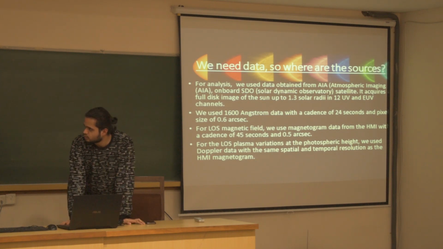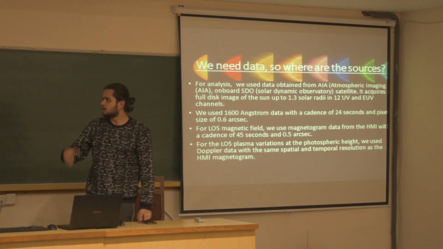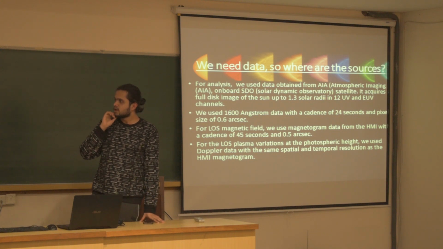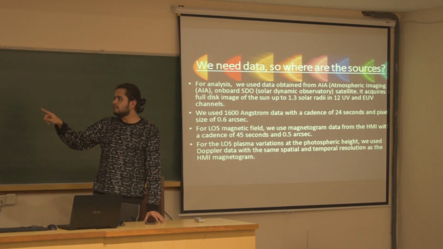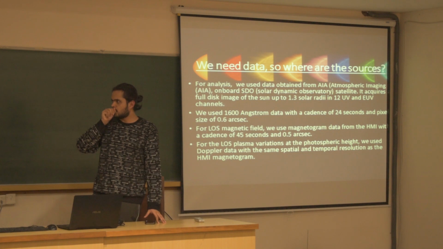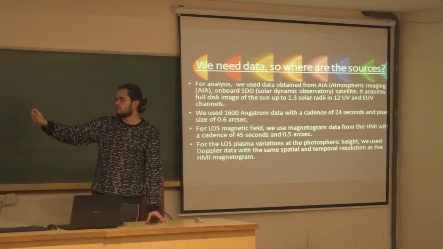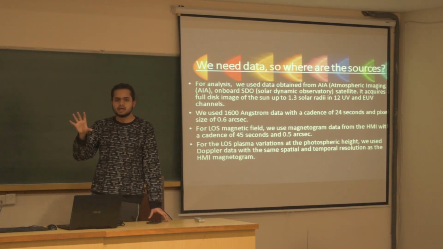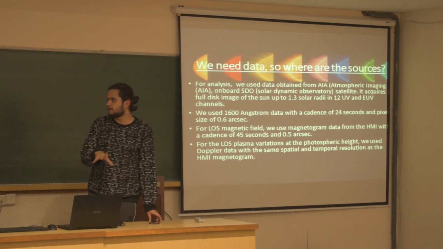As I have already told you, we need data. I have told you the sources of getting data. This is AIA, Atmospheric Imaging Assembly, onboard SDO, and it provides a full disk image of the sun up to 1.3 solar radii in 12 UV and EUV channels, ultraviolet and extreme ultraviolet. And we have personally used 1600 angstrom data with the cadence. Cadence means exposure time. 24 seconds we observed, and then we took a 45 second gap, and then we saw again for 24 seconds.